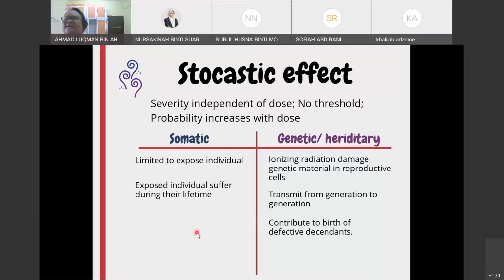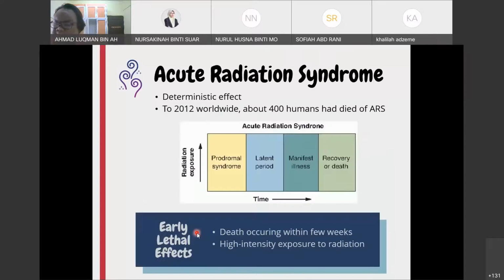Moving on to the stochastic effect, where the severity is independent of the dose, there is no threshold, and the probability increases with dose. There are 2 types: the somatic effect and the genetic effect. The somatic effect is limited to the exposed individual, who suffers during their lifetime. The genetic or hereditary effect is where ionizing radiation damages the genetic material in the reproductive cells, which is transmitted from generation to generation and contributes to the birth of defective descendants.